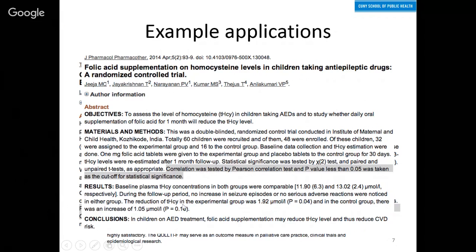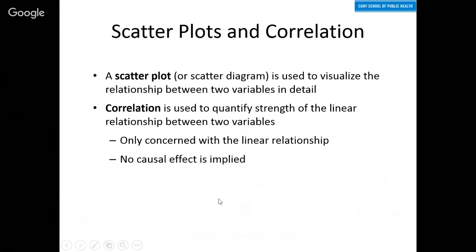The reduction of THCY in the experimental group was 1.92 micromoles per liter, and in the control group there was an increase. Okay, so that's something that they did by t-test. I don't see where their actual conclusions relating to correlation are here. But they used it. Okay.